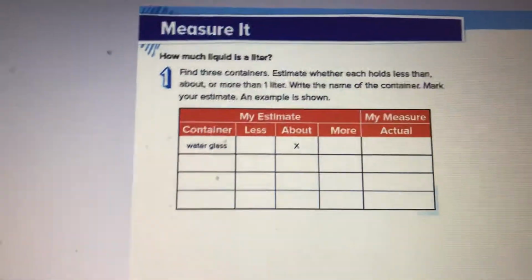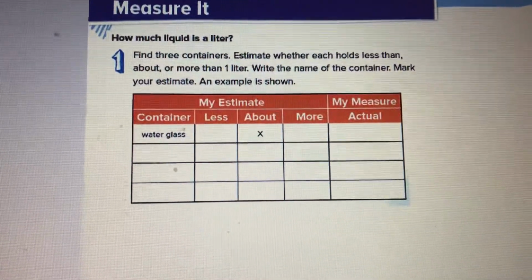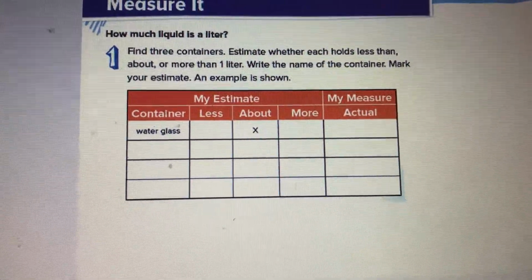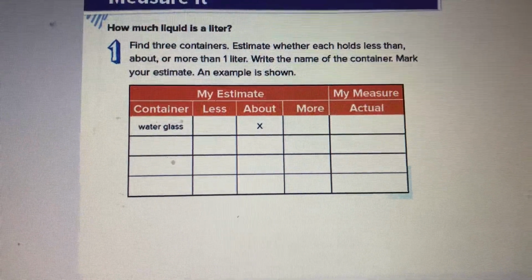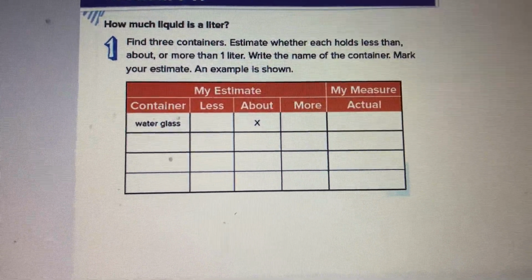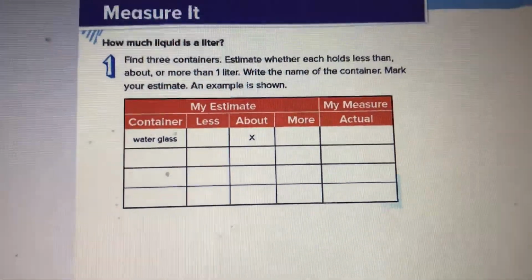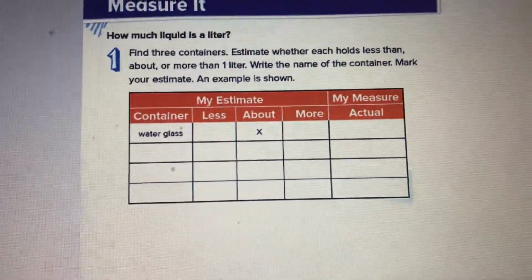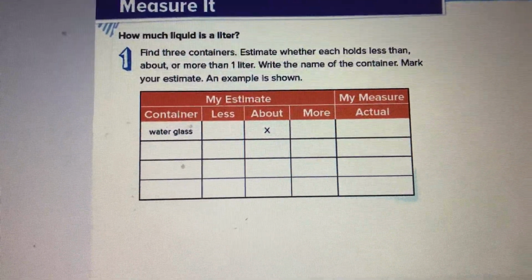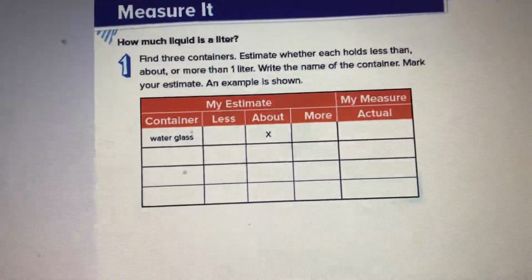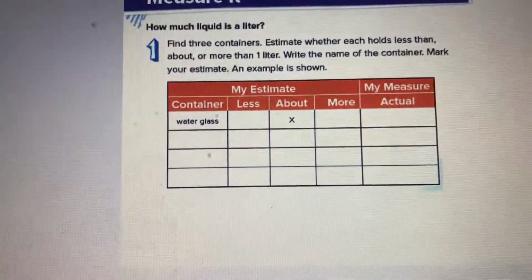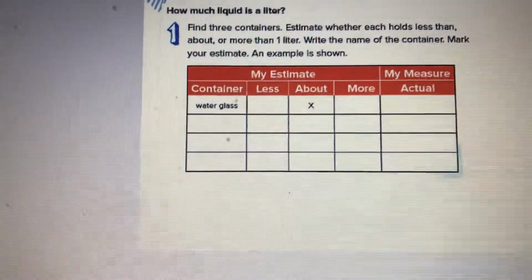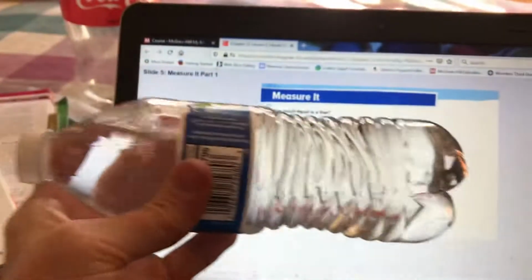Find 3 containers. This is where I'm going to need you to probably pause the video after you read the directions here. Find 3 containers in your house. Estimate whether each holds less than, about, or more than 1 liter. Write the name of the container, mark your estimate, an example is shown. So they used a water glass. So you might want to find a water glass in your house and see if it contains about a liter. Remember, about a liter here, okay?